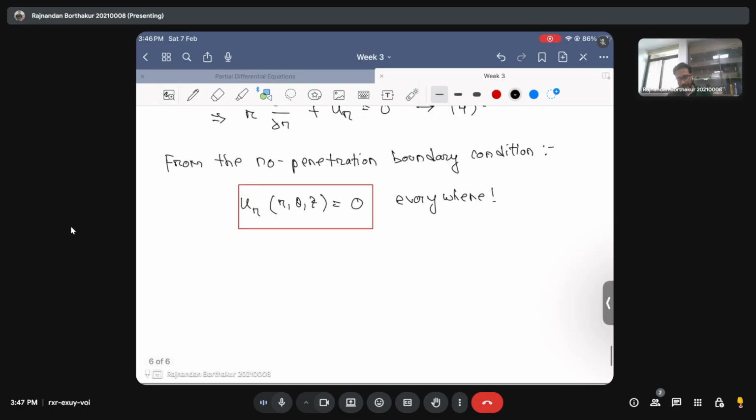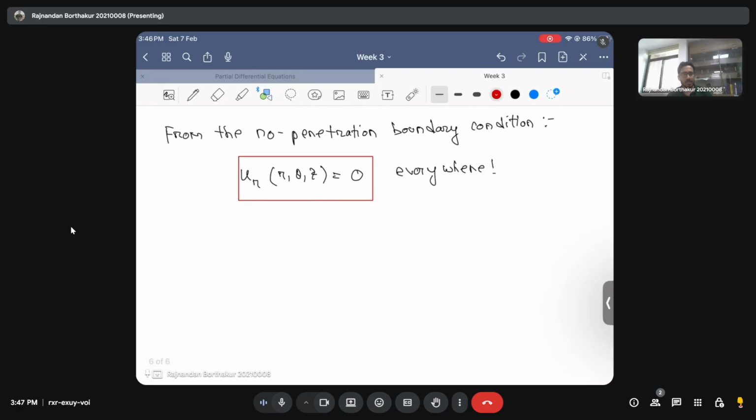Okay, so this means that the only non-zero components that we need to think of, calculating, are u theta and uz. And not only this, I know that these are just going to be a function of r. So these are the only possible non-zero components of velocity.